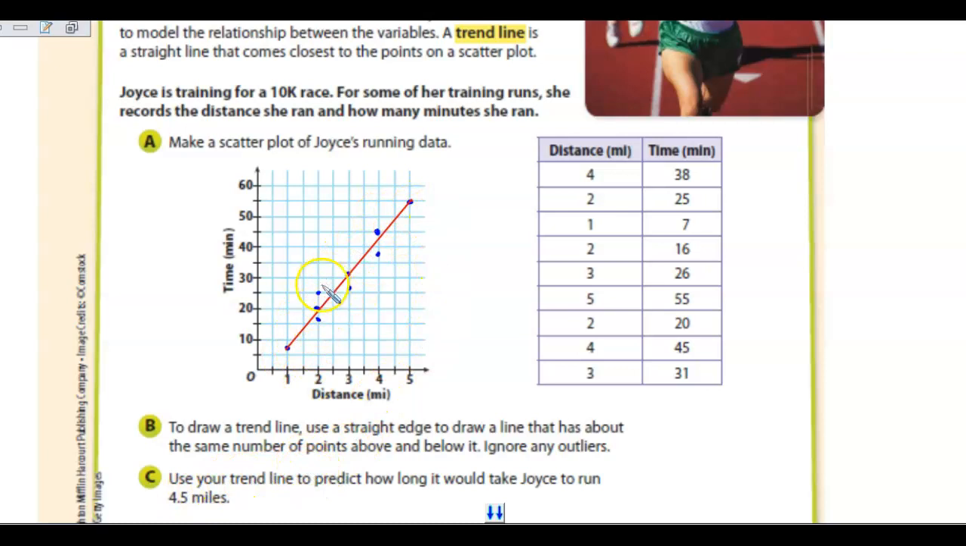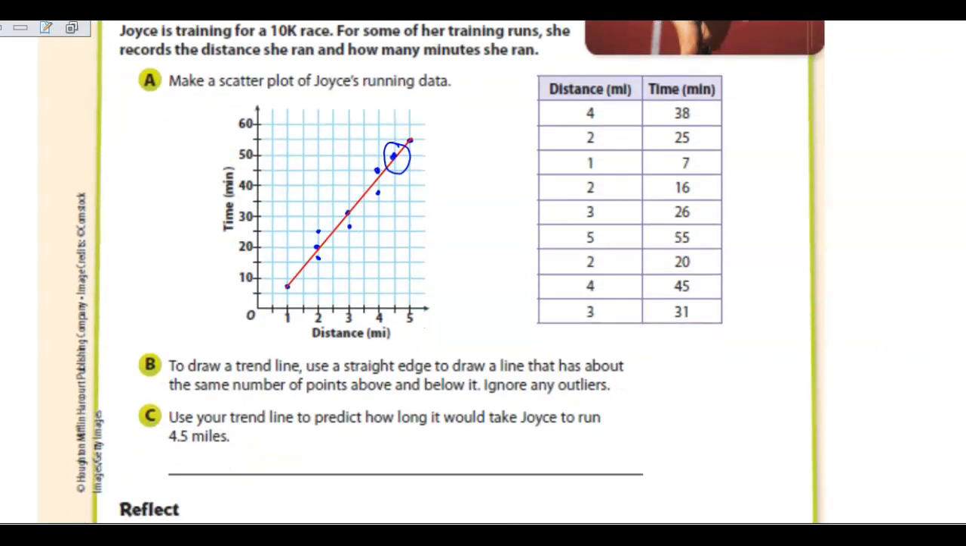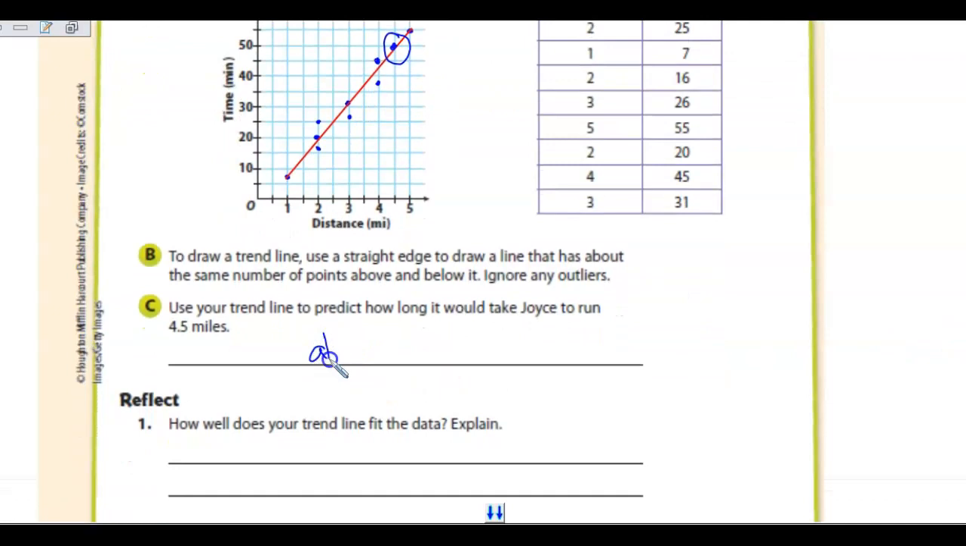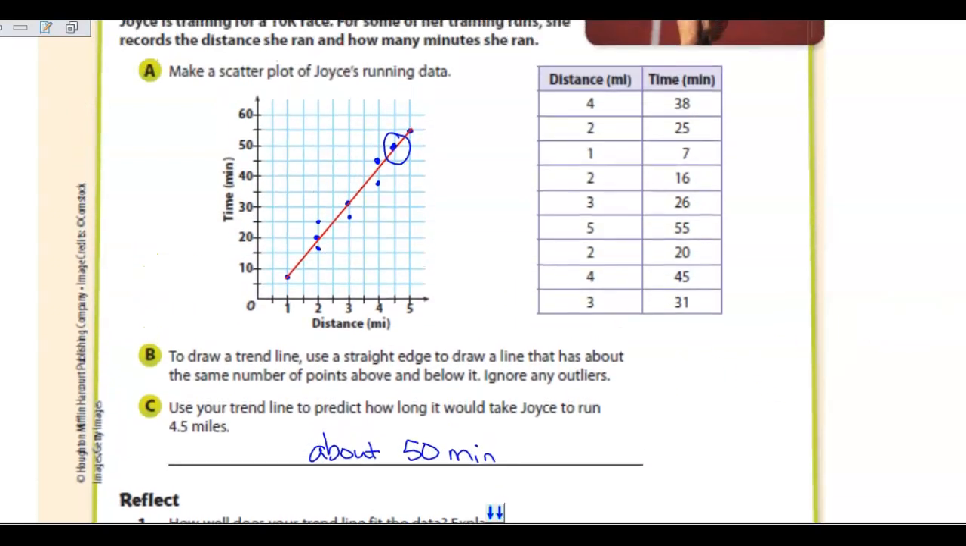And we can use this line to predict about how long it should take her to run 4.5 miles. So 4.5 miles should be somewhere in this ballpark. And so if we just go with what's on the line, we figure it's going to take her about 50 minutes. Now, is it possible that if she ran 4.5 miles that it would take her more or less time? Yes, it is. But if we're just predicting, it's not an accurate science, and so we can just look to see where it falls on that line.